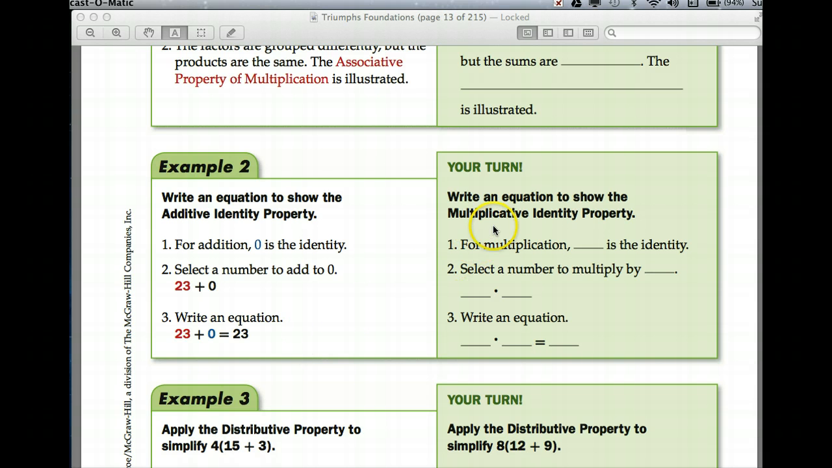So now I want you to take just a moment and write an equation to show the multiplicative identity. Here we did additive identity. Now we're going to do the multiplicative identity. So you pause this a moment, you select your numbers and visit with your neighbor, then you can turn it back on.